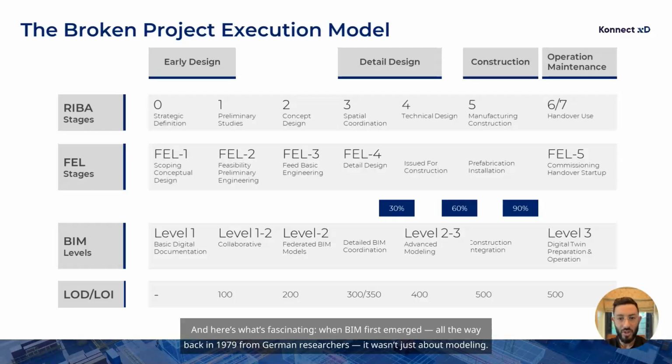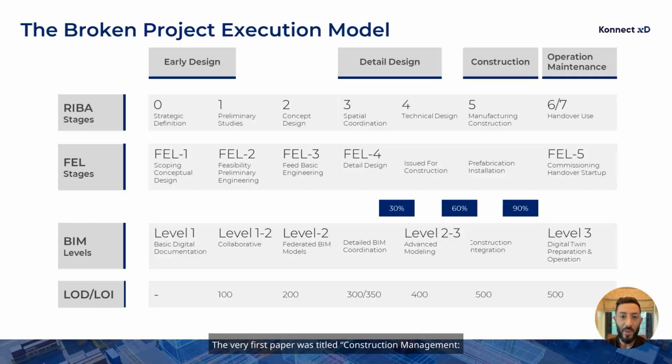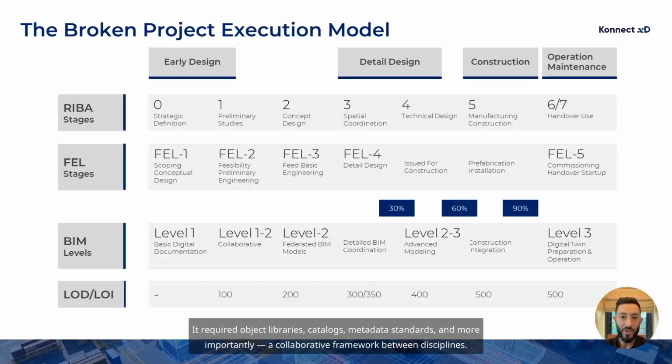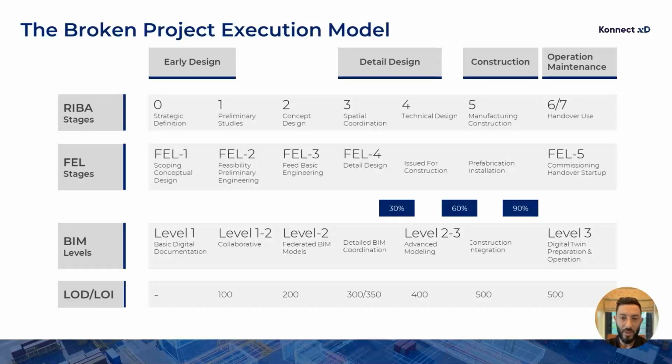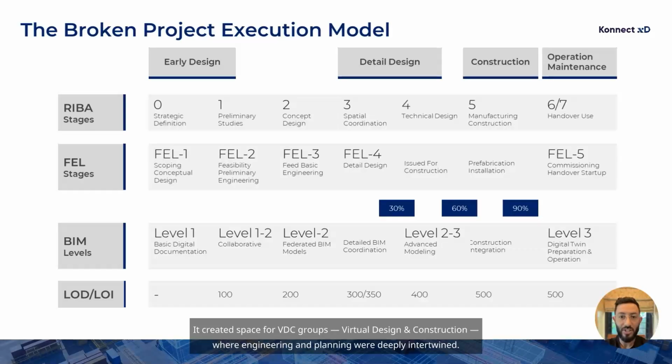When BIM first emerged, all the way back in 1979 from German researchers, it wasn't just about modeling. The very first paper was titled Construction Management, Database Driven. From the beginning, BIM was rooted in data-centric thinking. BIM came with strong methodologies. It required object libraries, catalogs, metadata standards, and more importantly, a collaborative framework between disciplines. It created space for VDC groups, virtual design and construction, where engineering and planning were deeply intertwined.